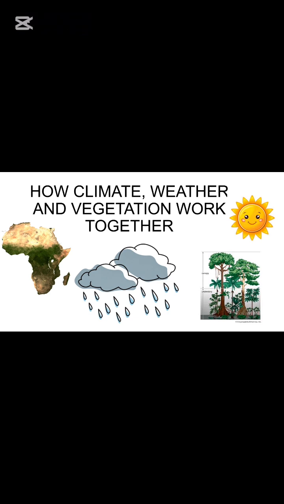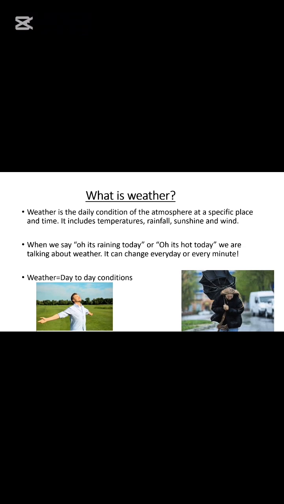I want you guys to think back to your geography lessons. Yes, all the way back. Remember, in order to understand a word, we first have to define it. Yes, define it. So, I want you guys to quickly define what is weather, climate, and vegetation. 5 seconds. Okay, we are going to start with weather.